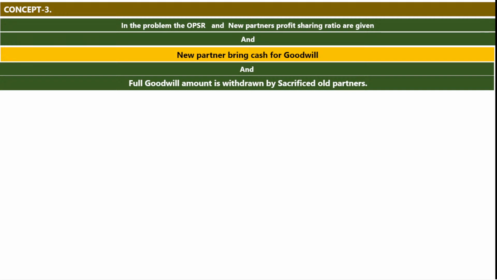Which type of question is it? First step, relating to profit sharing ratio, two informations are available. One is OPSR, another one is new partner profit sharing ratio. And relating to goodwill, the new partner brings the cash for goodwill and the full goodwill amount is withdrawn by the sacrificed old partners.